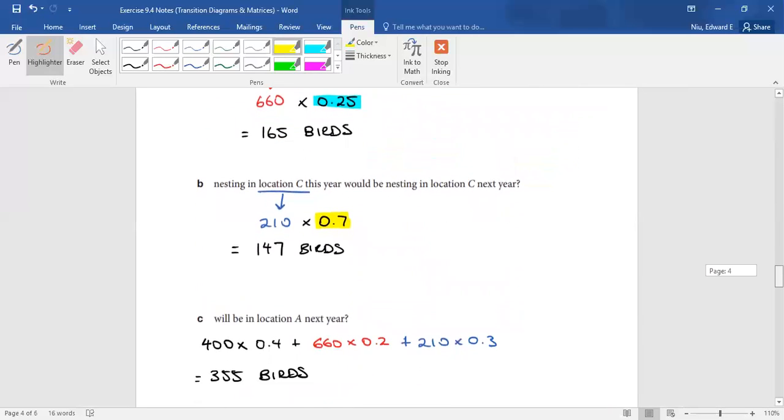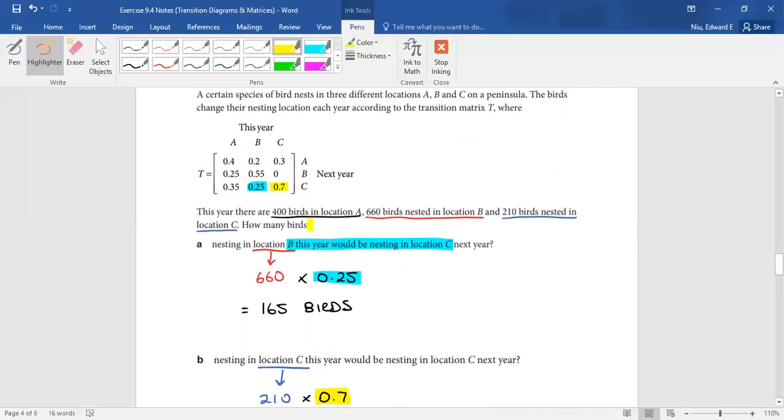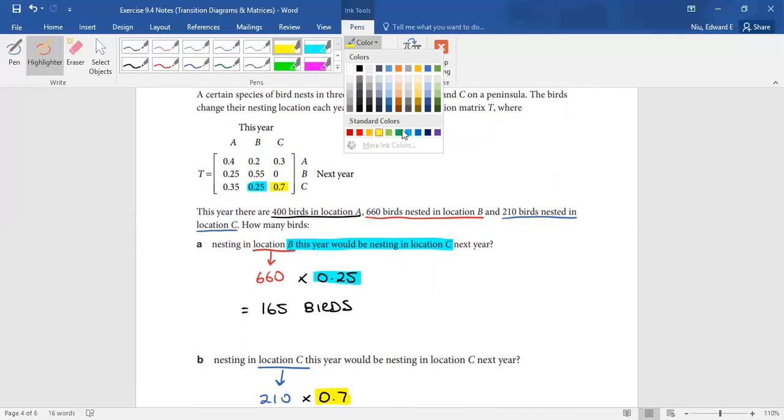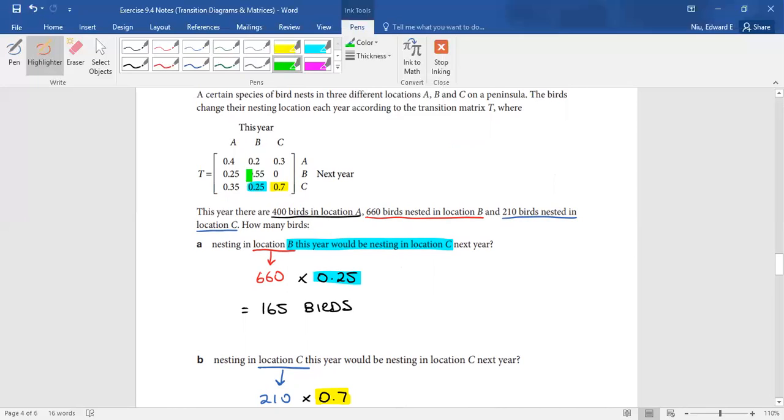Hopefully this is making sense. The next one is, how many birds will be in location A next year? So this one, what you need to do is look at this row. All right, so let's use, no, we haven't used green. So we look at this top row. That's the percentage of movement to location A.